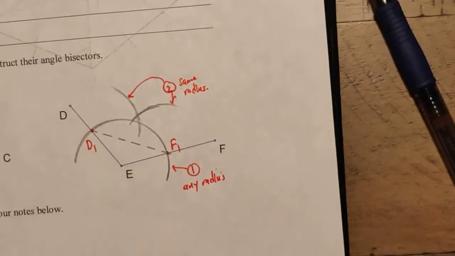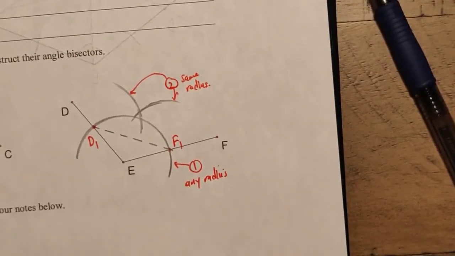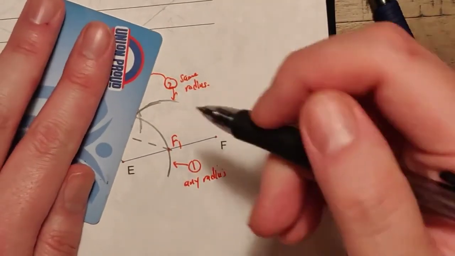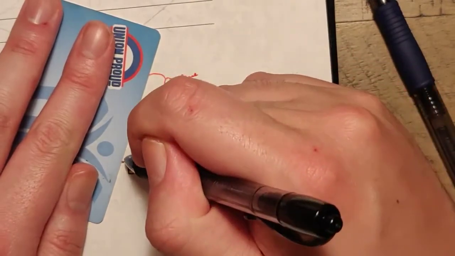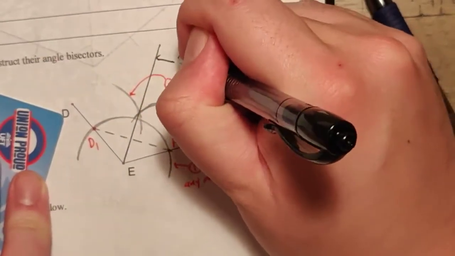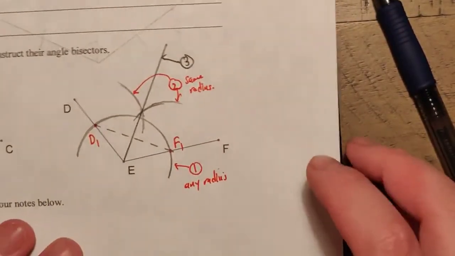Now, do they have to be the same radius as step 1? I don't know. Maybe you can figure it out. But nevertheless, once we have that here, now we can go ahead and construct this here. Something like so. And that will create the angle bisector we want. And that's going to be step 3 here. So notice our construction is going to look something like this here.